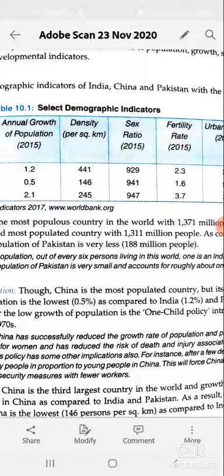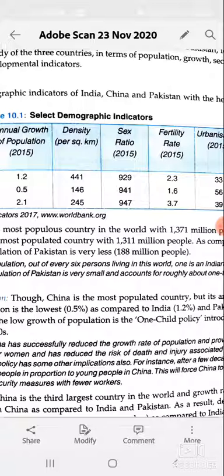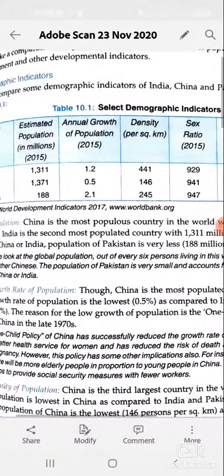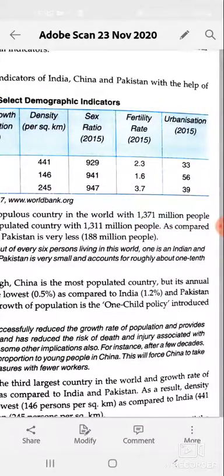Fertility rate. Now, what is the fertility rate? The fertility rate is calculated as the number of children born to a woman in the age of 15 to 45 years on average. Or we can say, in India, an average woman gives birth to about 2.3 children. Similarly, 1.6 in China, and the highest in Pakistan, that is about 3.7.